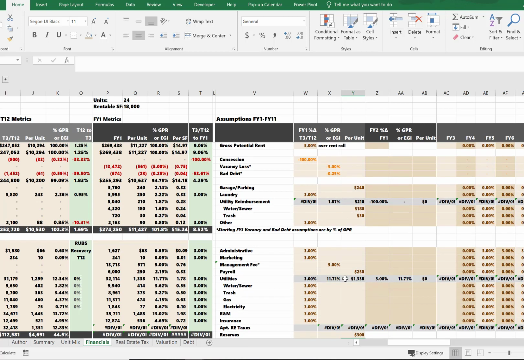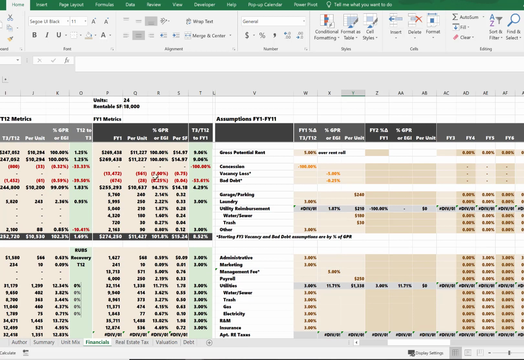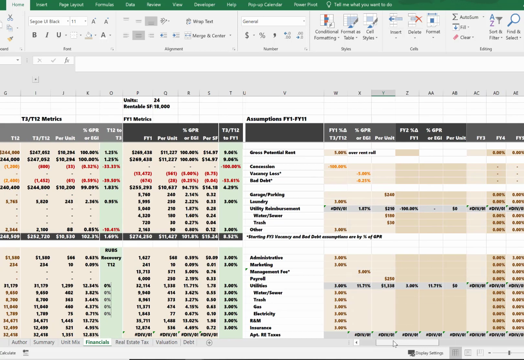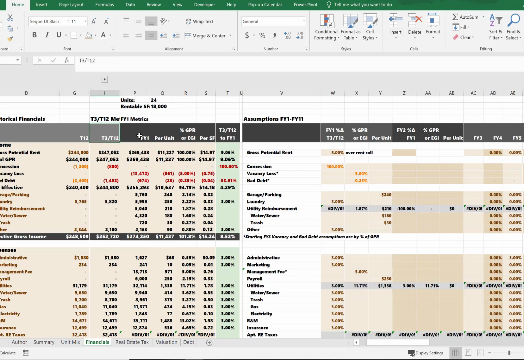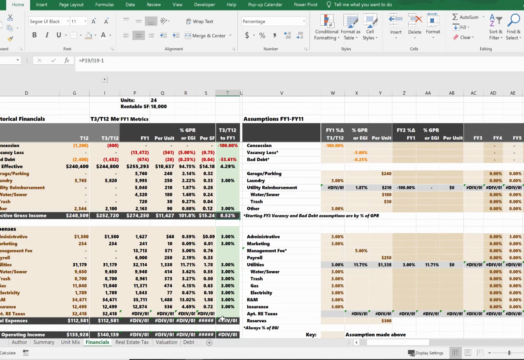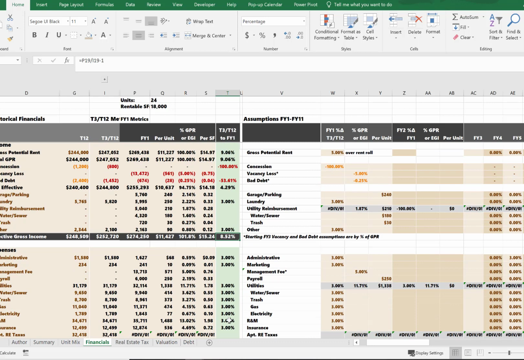So once we have year 1 complete, we can take a look and really compare how forecasted year 1 looks through the historical financials. Just to make this easier, I'm going to go hide some of these other metrics and just show, so we can see T3, T12 right next to FY1. We can see the EGI increases by 8.52%. We can see expenses are still showing an error because we haven't inputted real estate taxes yet, but we'll come back and analyze that once we've completed our real estate tax assumptions.